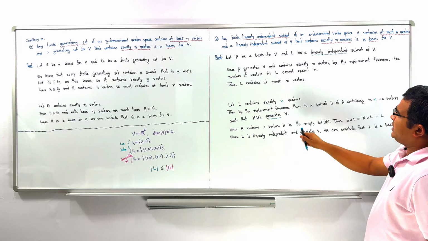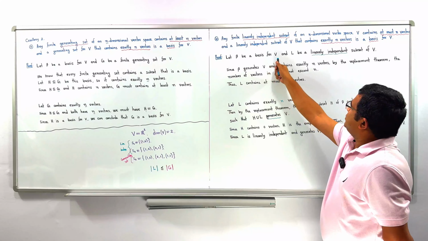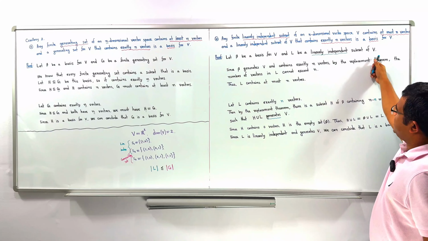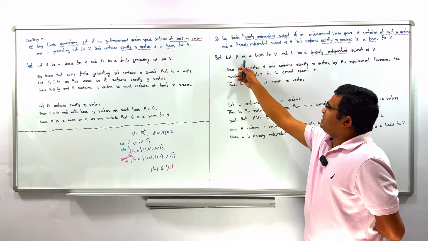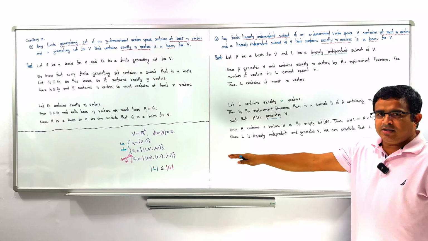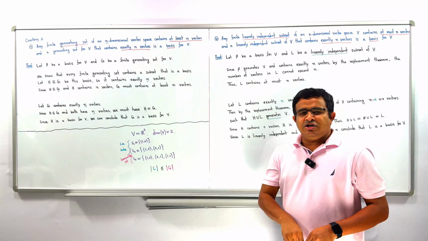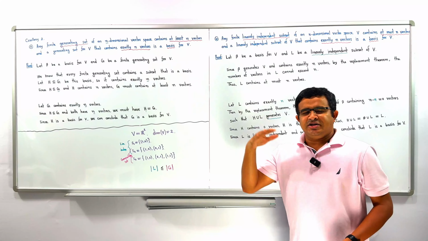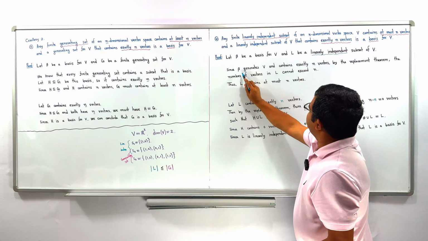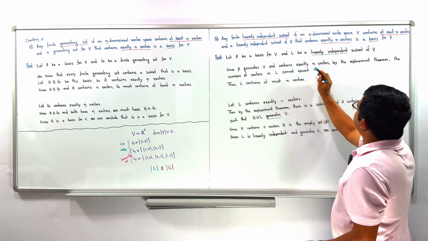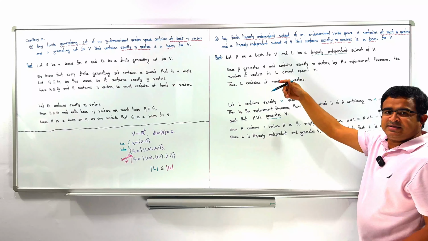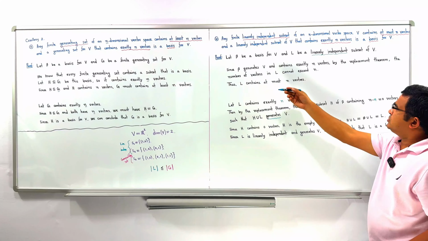Now to prove that, again let beta be a basis for V and L be a linearly independent subset of the vector space V. Since beta is a basis, it needs to generate the vector space V, because to be a basis it should have two properties: it should generate the vector space V and it should be linearly independent. Since beta generates V and is a basis, it contains exactly the same number of vectors as the dimension of the vector space.